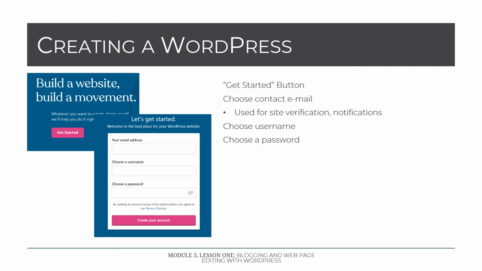First, let's go over how to create a WordPress site if you find you might be interested in making your own page after this lesson. To create a WordPress site, go to wordpress.com and click the Get Started button. This will take you to a page where you can fill out the username and password you would like for your WordPress site, as well as the email that you want to tie to that site. This email will be used to verify your site, and this is the email where you will get notifications regarding your site.